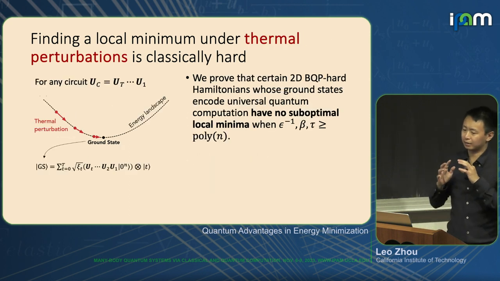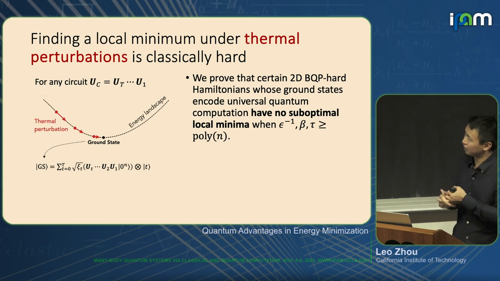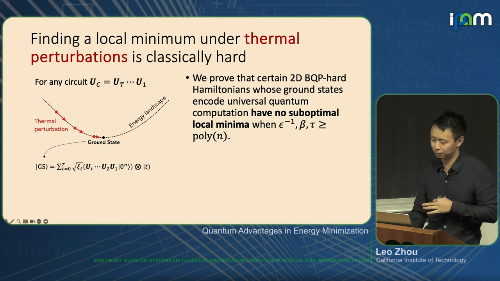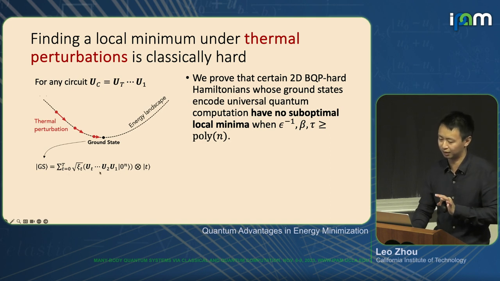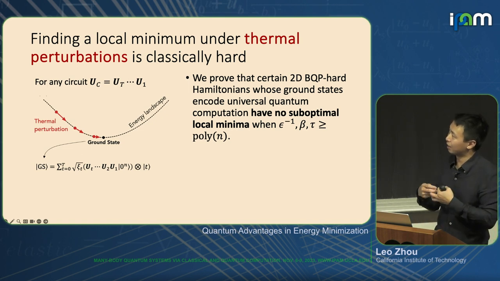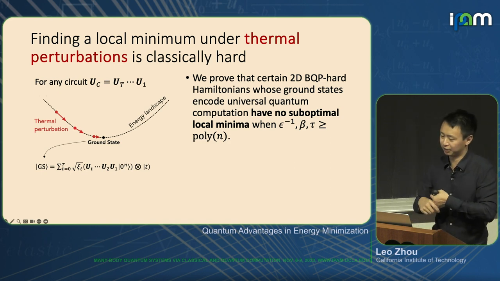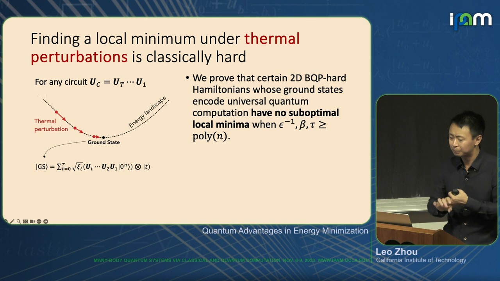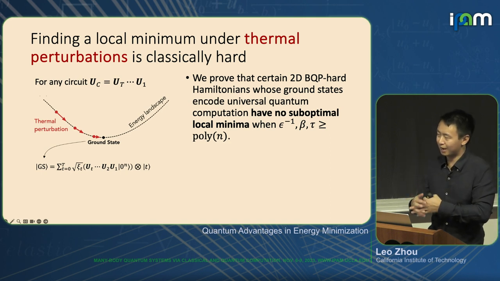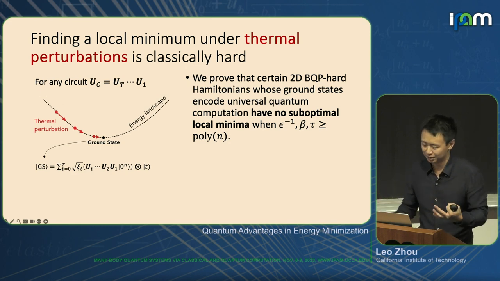But what about finding a local minimum under thermal perturbations? What we proved is that for certain two-dimensional BQP-hard Hamiltonians, whose ground states encode a universal quantum computation, so the ground state looks like a superposition over the computational history of a circuit, under thermal perturbations these Hamiltonians have no suboptimal local minima for sufficiently large beta, tau, and 1 over epsilon. That means all the local minima you get will be the ground state.